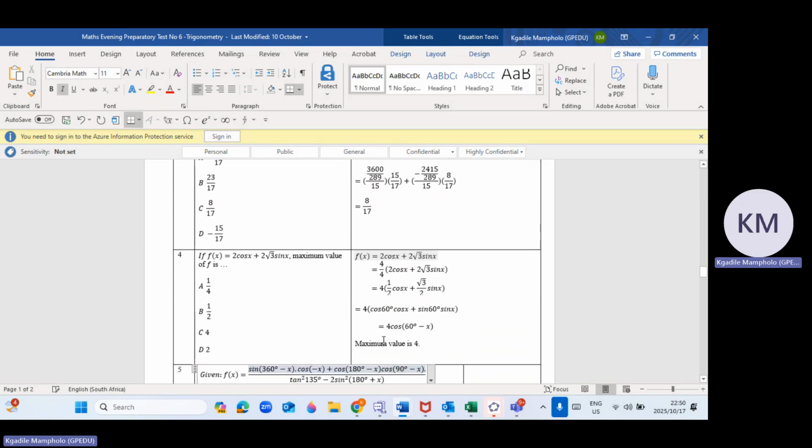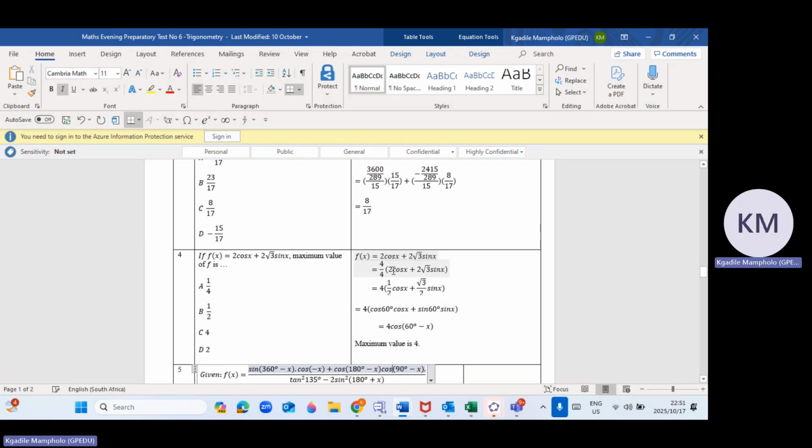Number 4, if f of x is equal to 2 cos x plus 2 root 3 sin x, find the maximum value of f. Now, when you find the maximum value of f, remember you can only find the maximum if you work this out to be one trigonometric ratio. Now here there are two. Then you say, what can you do?